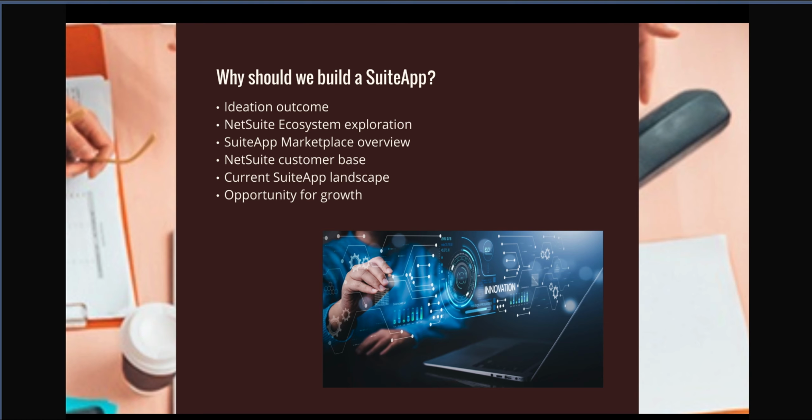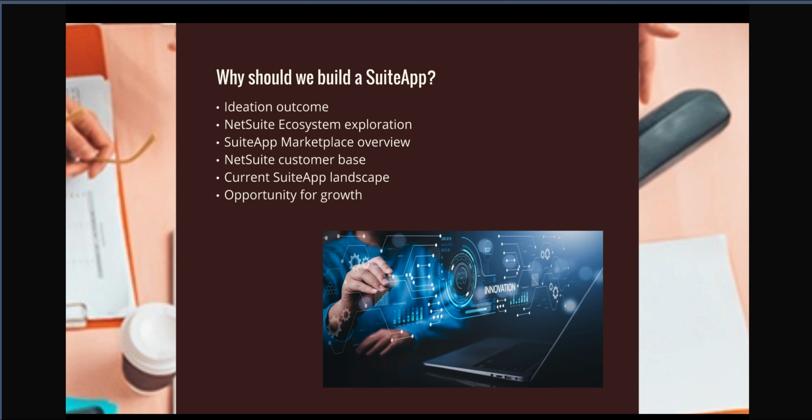NetSuite currently has over 36,000 or close to 37,000 customers, and the customer count is increasing at a rate of 26%. So that's a huge customer base and target audience for a new suite app. There are also, I think, currently around 700 suite apps that are published on the marketplace. NetSuite provides tremendous opportunity for growth through the suite app marketplace and its vast customer base.